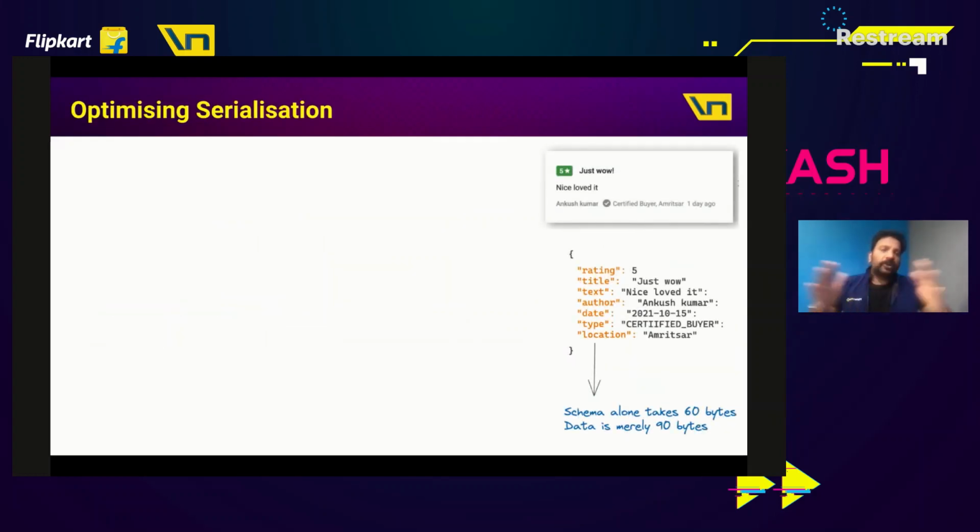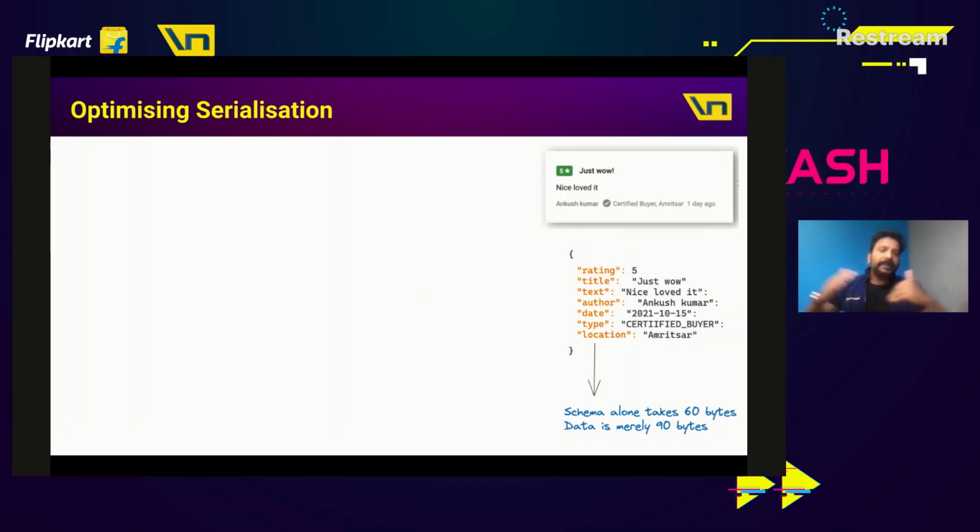So as we all know, we have to serialize the data and keep it. We used to serialize the data using JSON. So a typical review would be serialized into a JSON with all the different fields like rating, title, text, and author, and it will have the values. Now, as you can see, the orange text over here is the schema, or the field names that we have. This overall data is 150 bytes, out of which the schema alone is 60 bytes and the data is merely 90 bytes.